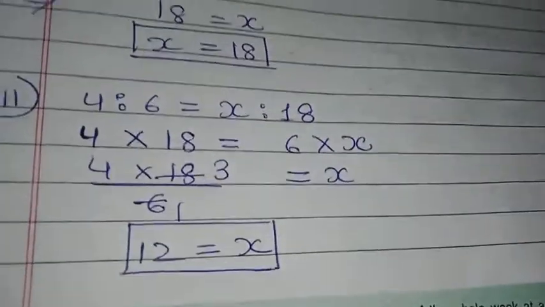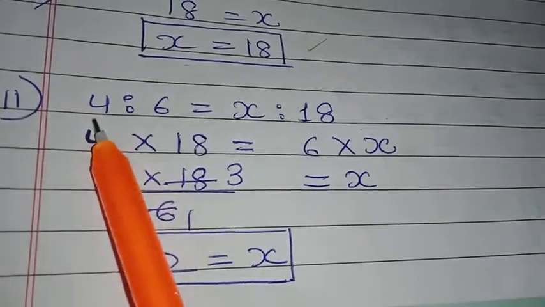Right? Let us see the third example. 4 is to 6 is equal to x is to 18.